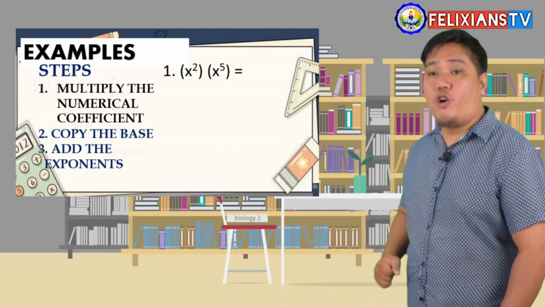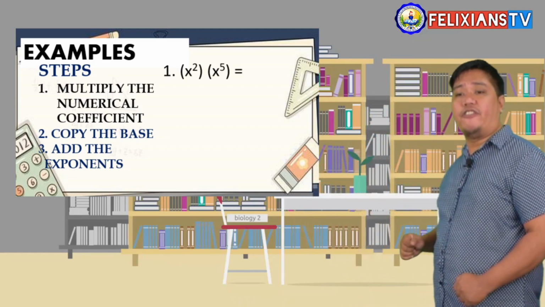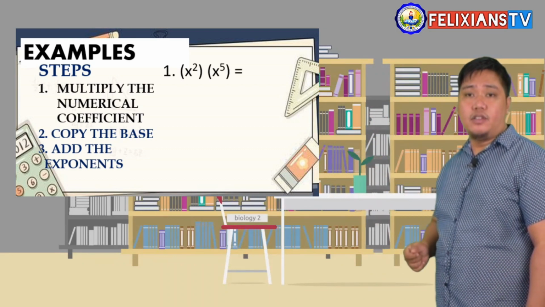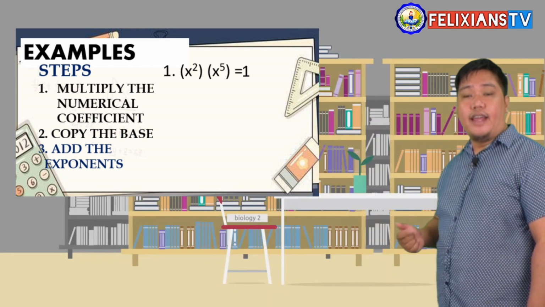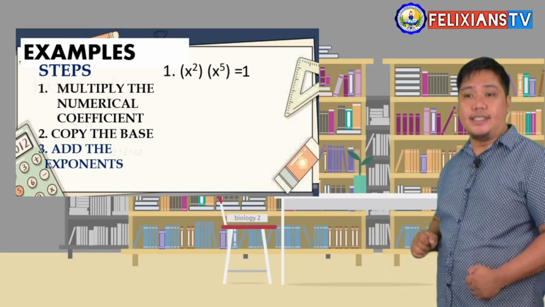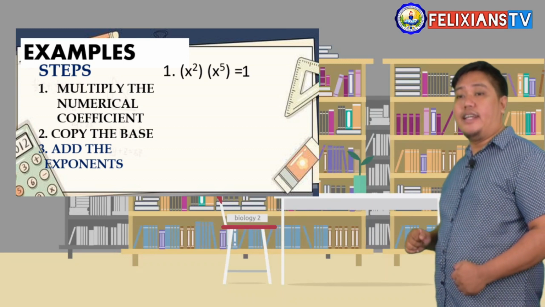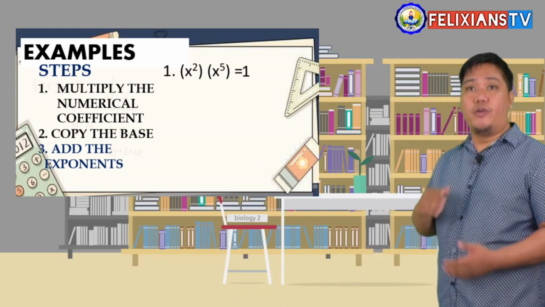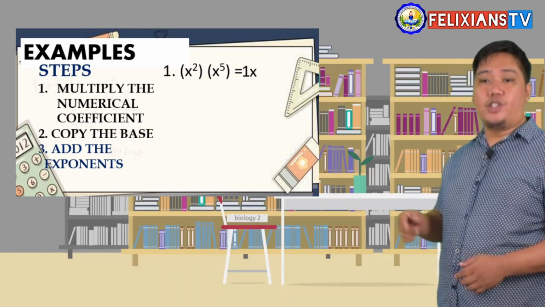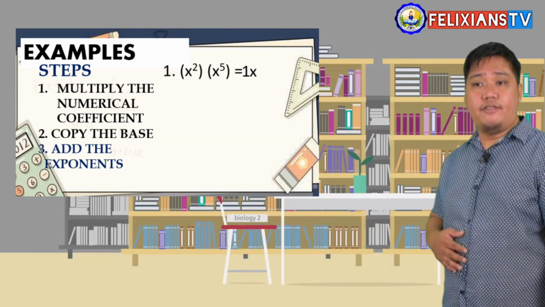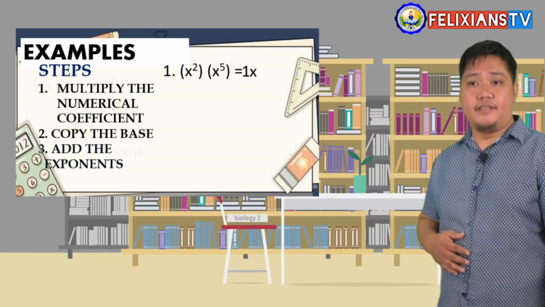So what you're going to do is multiply the numerical coefficients, 1 times 1. The answer will be 1, right? Then proceed with the second step, which is to copy the base, and the base is x. Then what you're going to do next is add the exponents. So 2 plus 5 will give you 7.